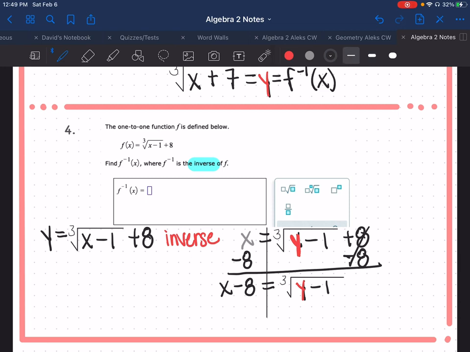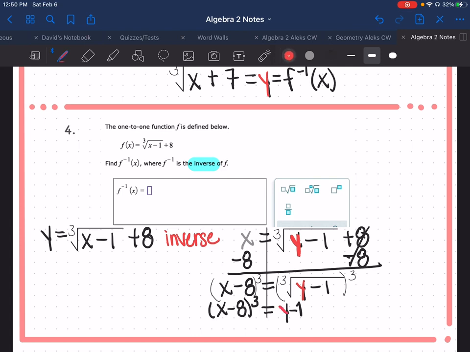To get rid of the radical, I'm simply going to raise this side to the third power because I always raise it to whatever is the index of my radical. Since it's a cube root, I want to make sure I raise it to the third power. What I do to one side of the equation, I must do to the other. You actually do not have to multiply this out. You can leave this exactly like this. Thank goodness, because that's a tough one to multiply. And then you simply have y minus 1.